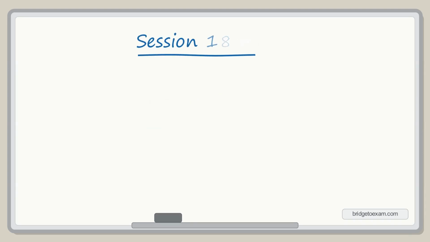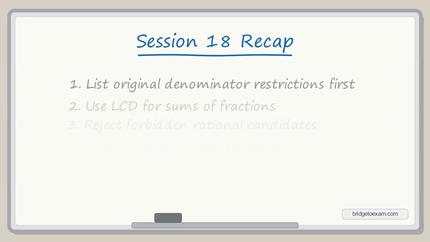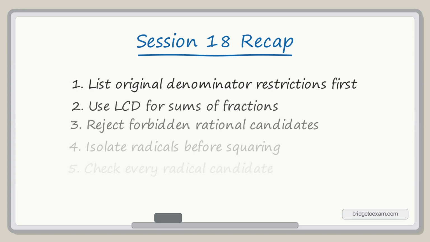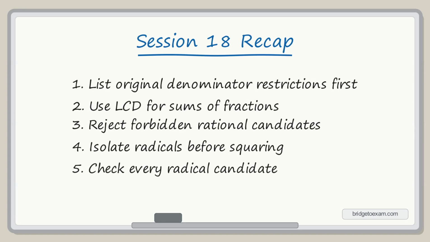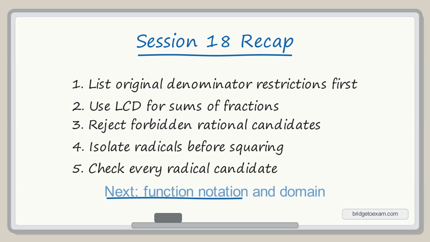Session 18 recap. List original denominator restrictions first. Use an LCD for sums of fractions. Reject forbidden rational candidates. Isolate radicals before squaring. And check every radical candidate in the original equation.